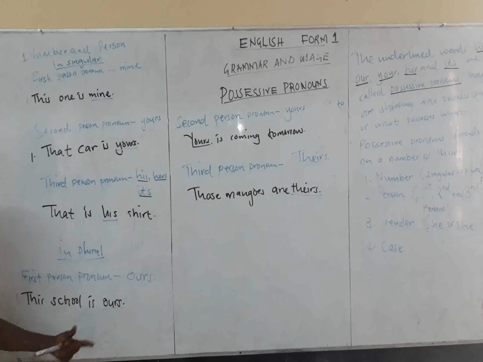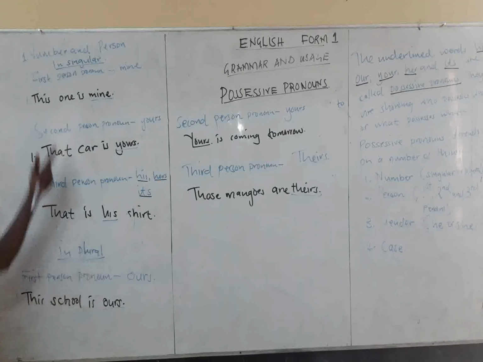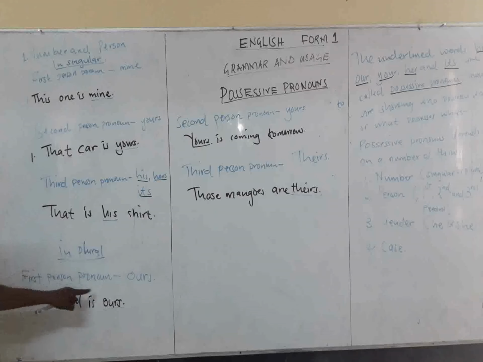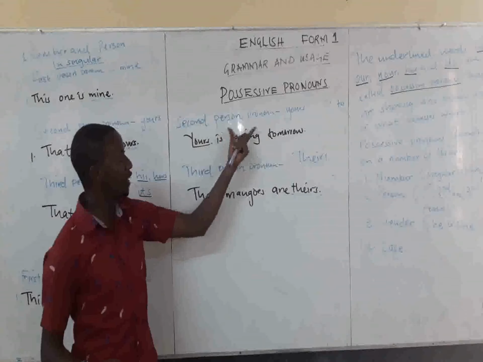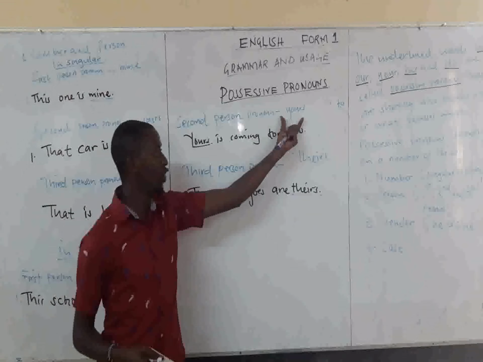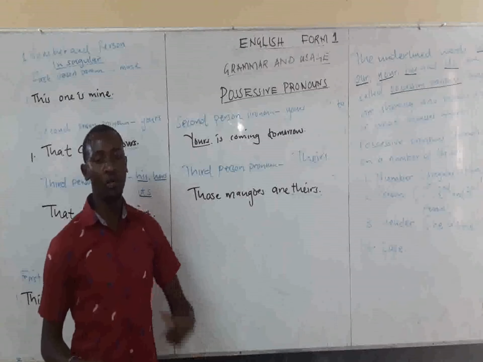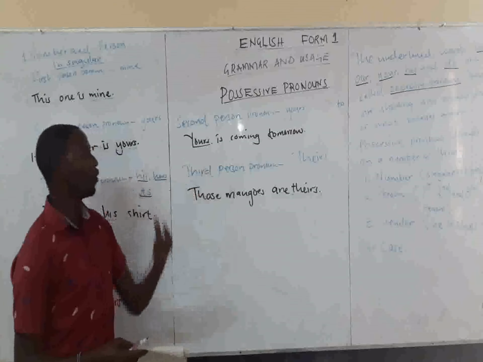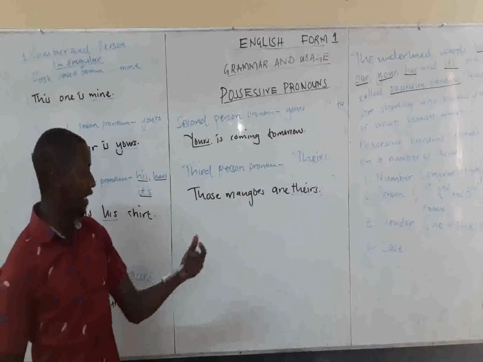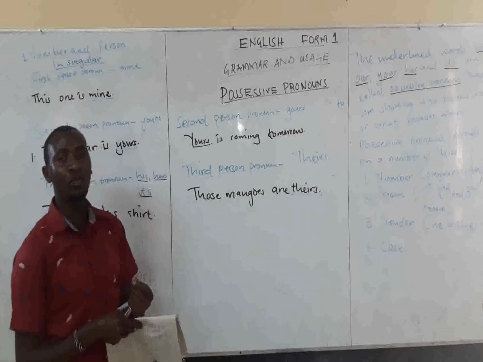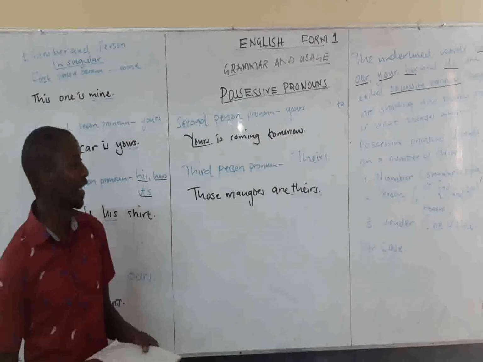So it is in plural. That we're talking about number. When we're talking about first person, we're talking about the person. And so for the second person pronoun in plural, we use yours. Yours is coming tomorrow. Maybe we have given one class snacks, and I tell the other class that yours is coming tomorrow. Your snacks are coming tomorrow.